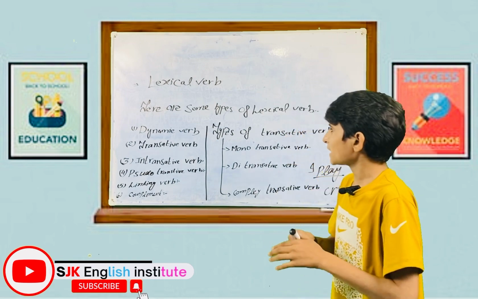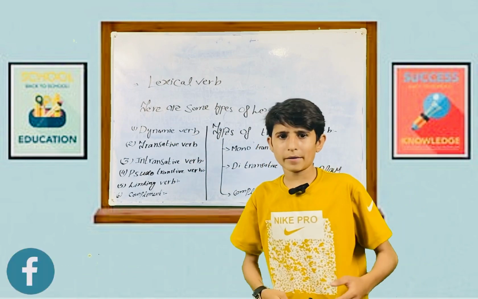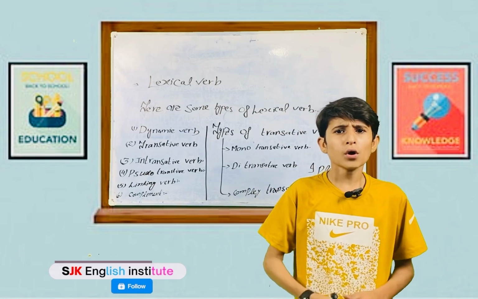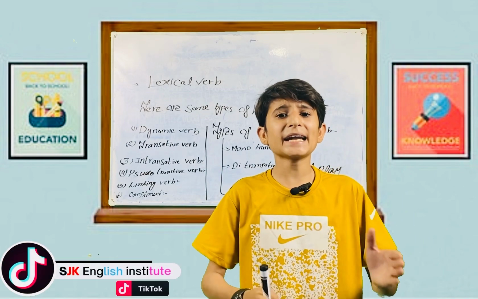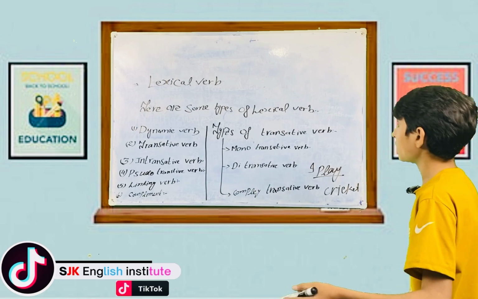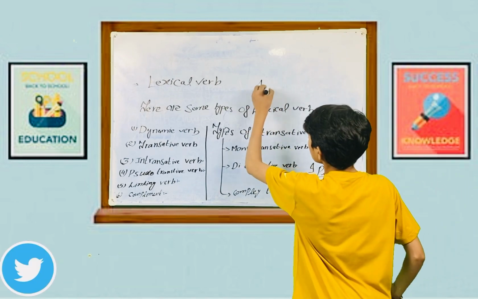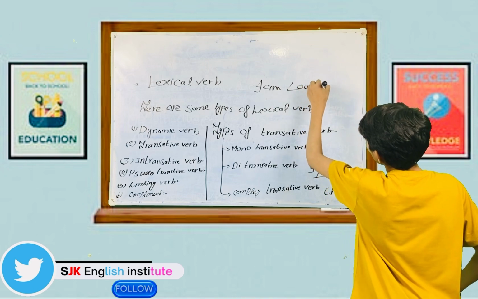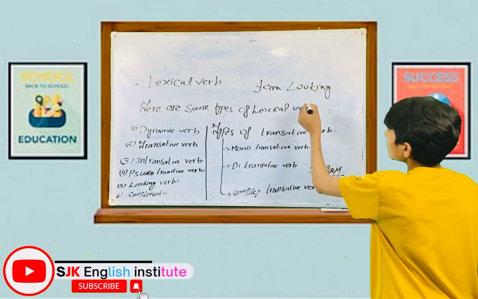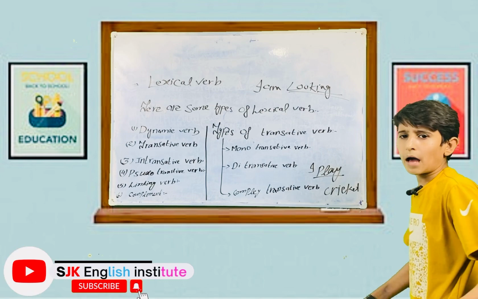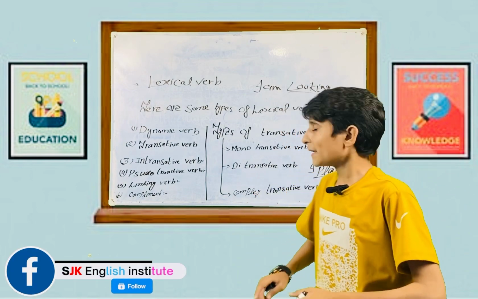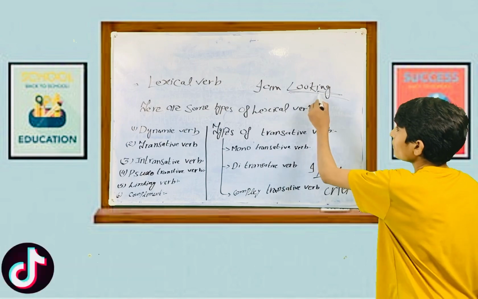So number two, the types: dynamic verb. Dynamic verbs are those verbs which show action, movement, and take ing. For example, I am looking. And in this sentence, looking, यहाँ पे इसने कहा है कि ing ले ले और movement करें. यहाँ पे ing भी लिया है और movement भी किया है.